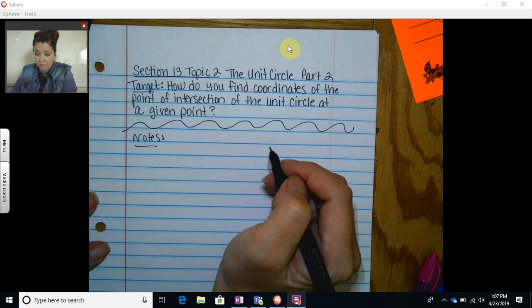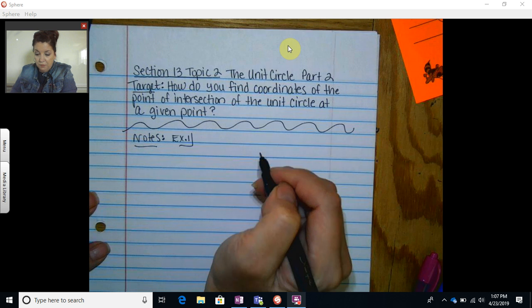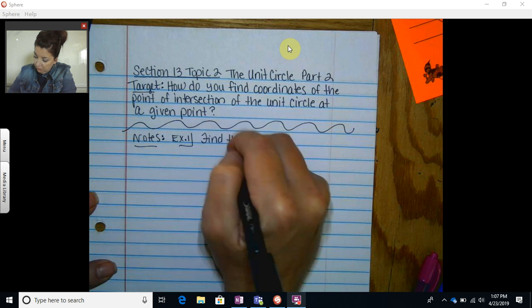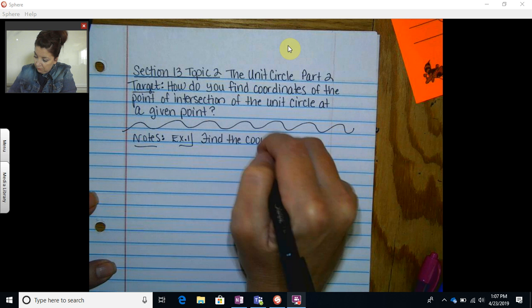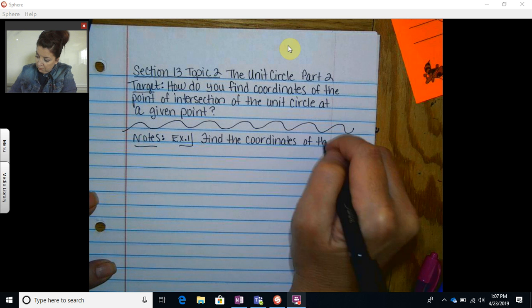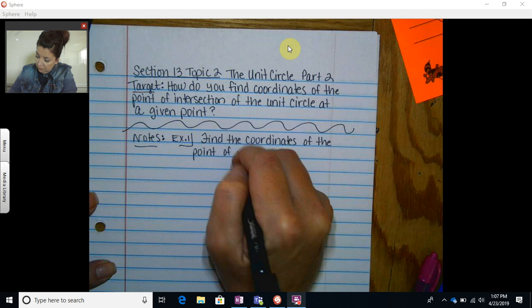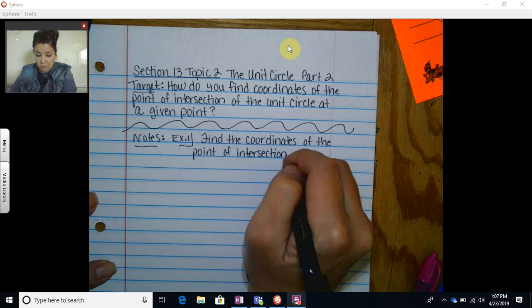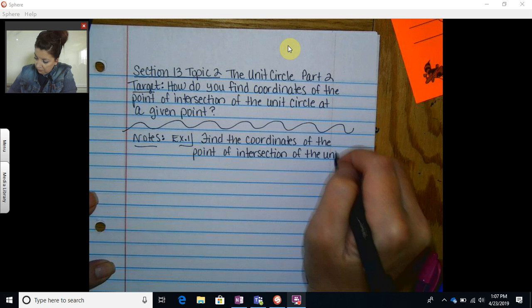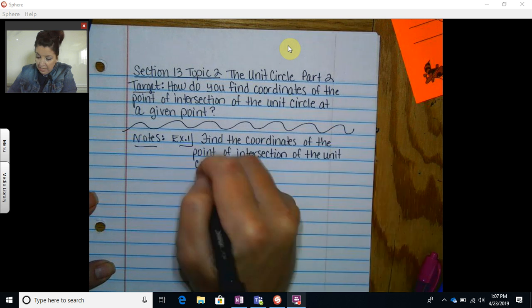Example 1. Find the coordinates of the point of intersection of the unit circle and a 30-degree angle.